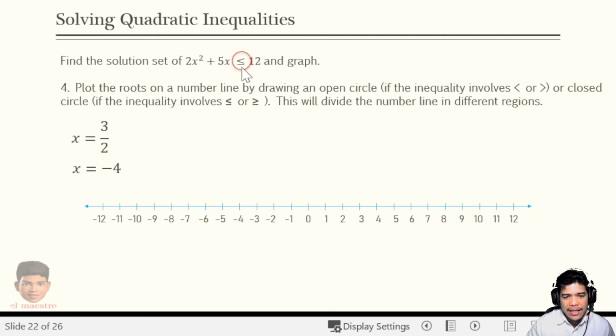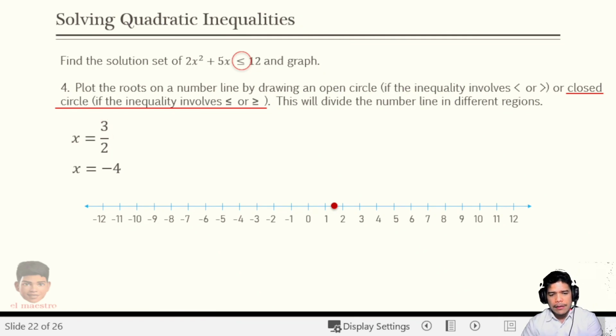Inequalities, niya is less than or greater than. So meaning, pag less than or equal to, dapat closed circle. Meaning, part of the solution yun. So, closed circle, yung 3 over 2 nasa 1.5. Okay, estimate nasa 1.5. Okay, nasa gitna, very good.